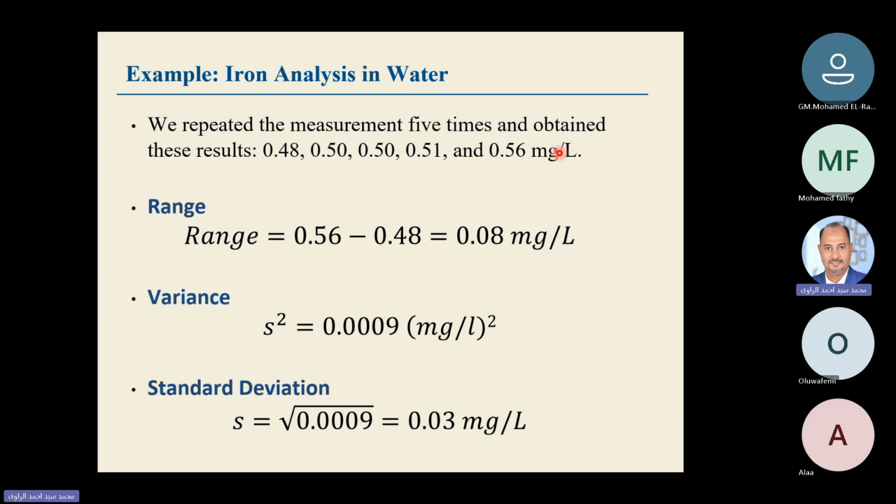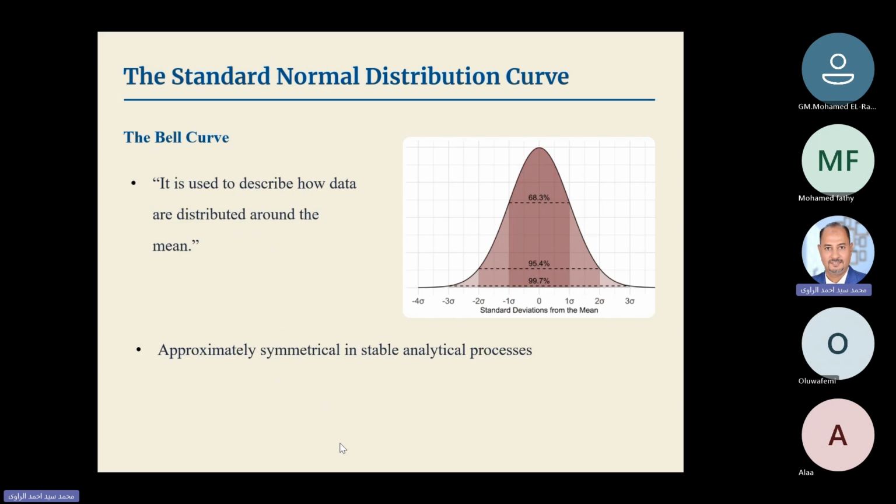So the most practical and widely used measure in laboratory quality control is the standard deviation because it brings the variation back to its original units, such as milligram per liter here or ppm. So this is the descriptive statistics.